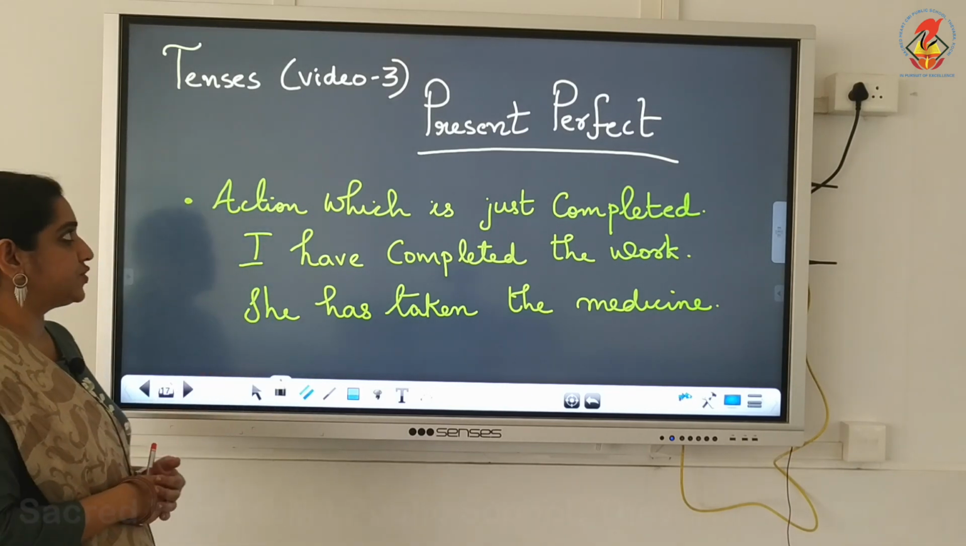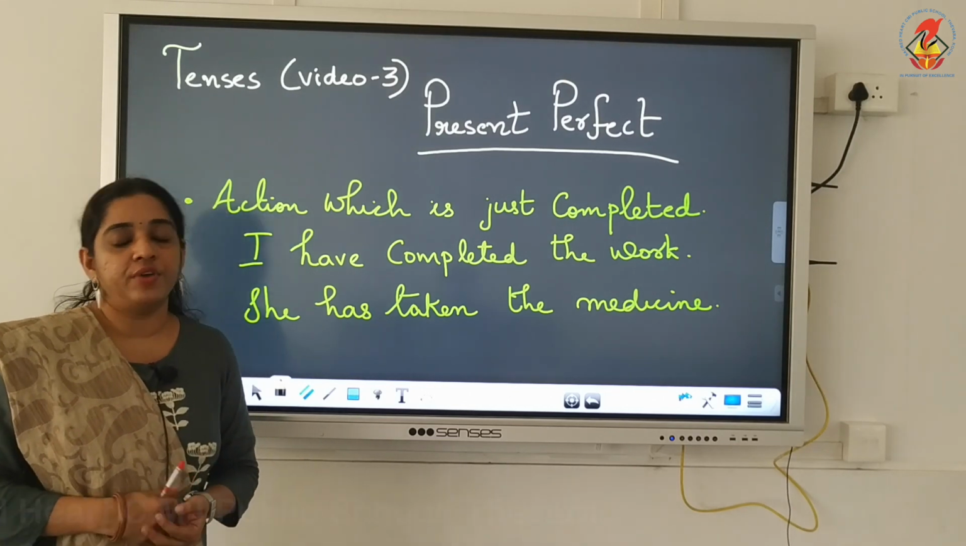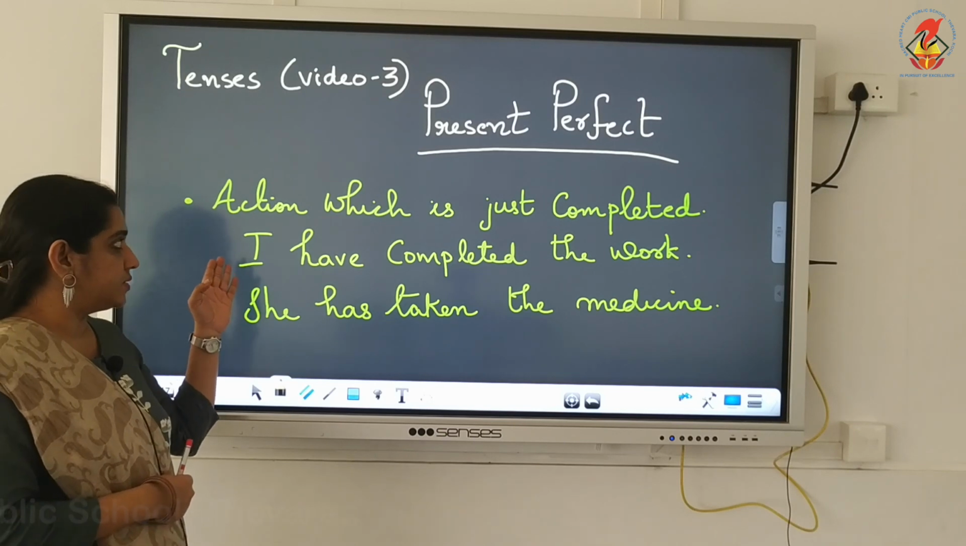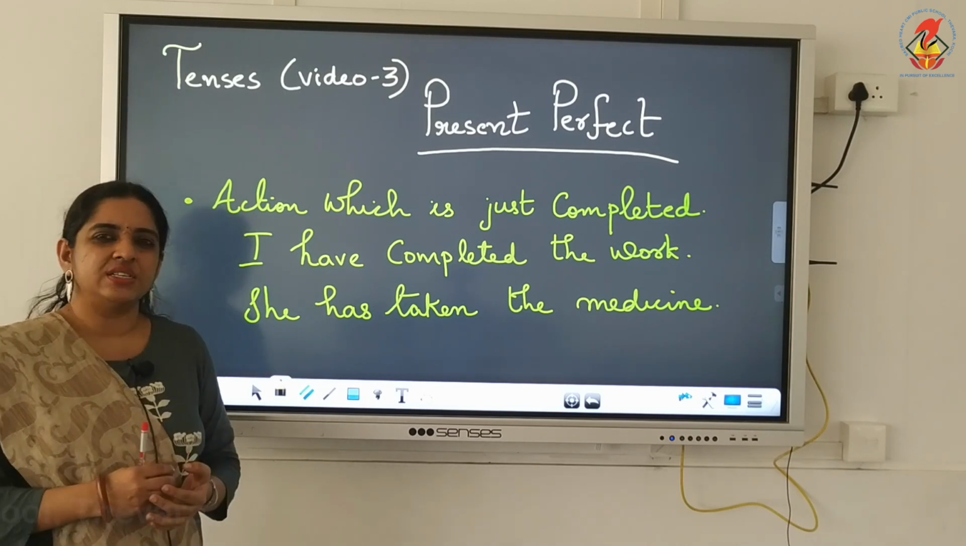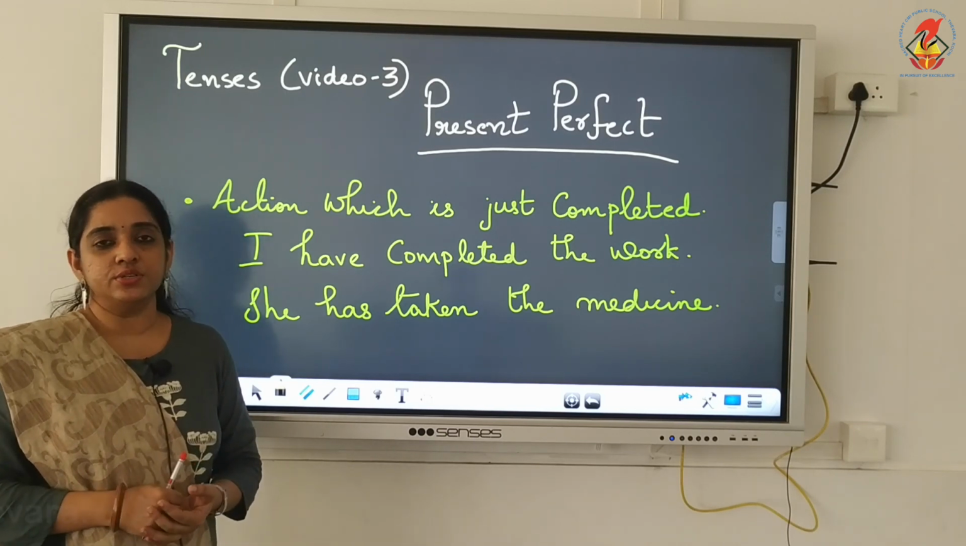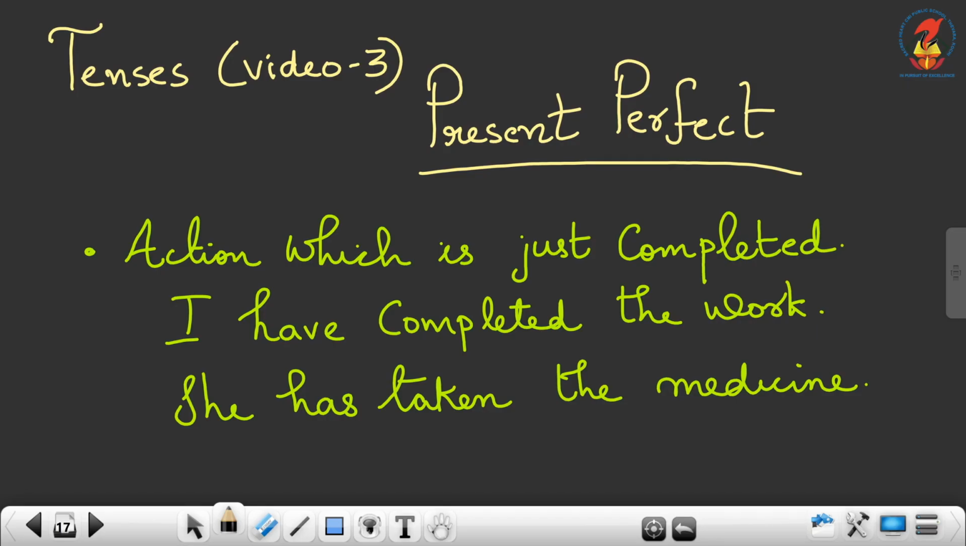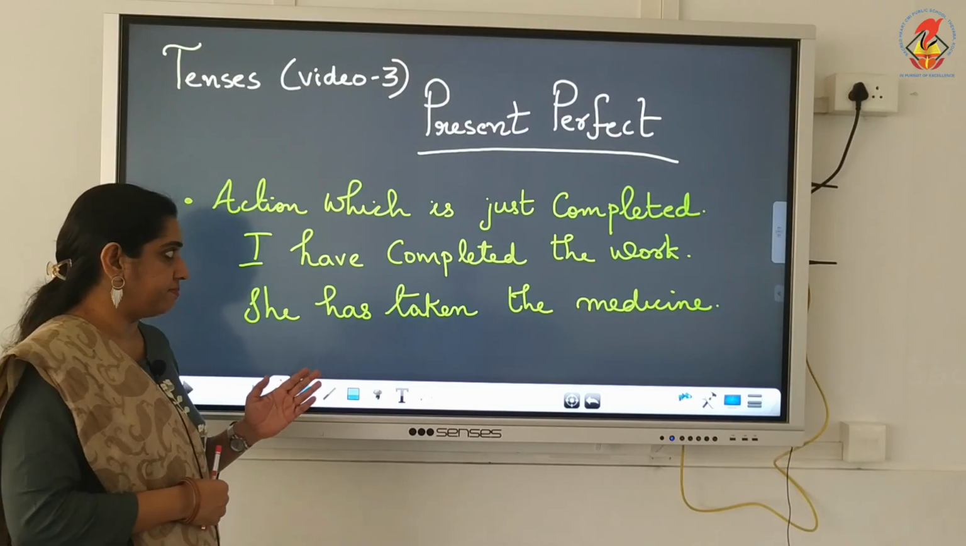Okay, now see children, present perfect. When we use the present perfect tense, it is used to describe an action which is just completed. For that you use present perfect tense. See, I have completed the work. She has taken the medicine. These are the two examples.